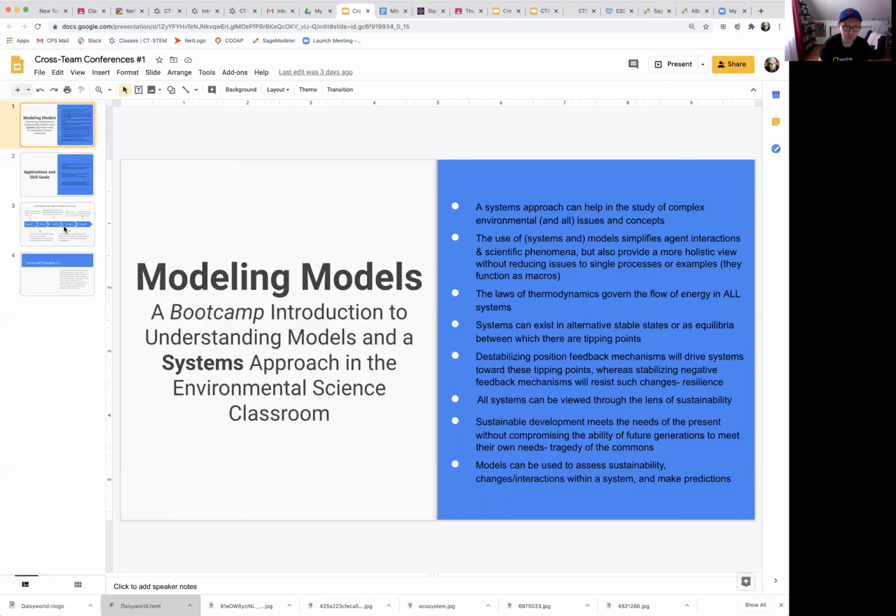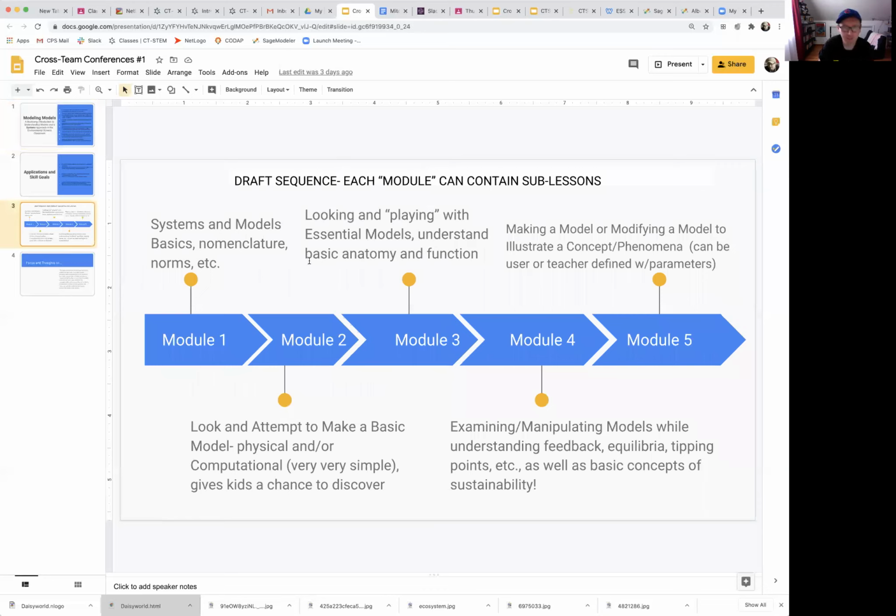So the way I'm envisioning my unit is in a 5-module sequence. We are looking at systems and models, nomenclature, norms, illustrating models, as well as just giving the students a chance to play with these models in sort of this virtual sandbox. And finally, what we'll do at the end is we'll have students examine models for equilibria, tipping points, types of models, and types of equilibria.